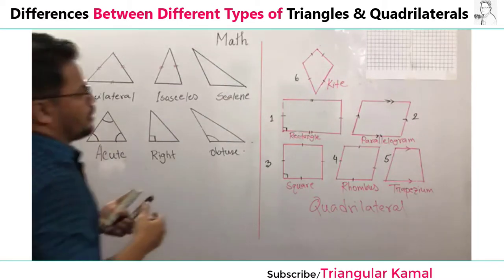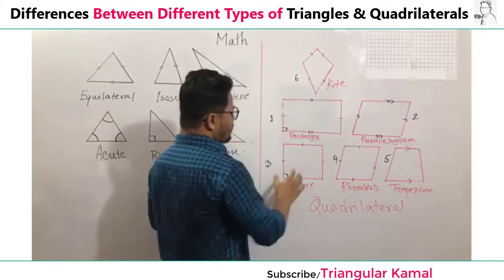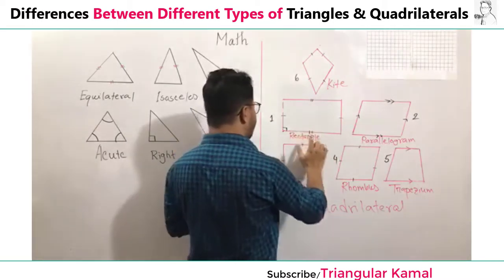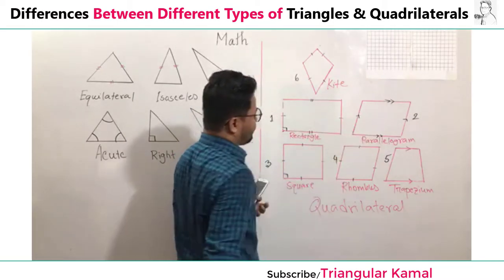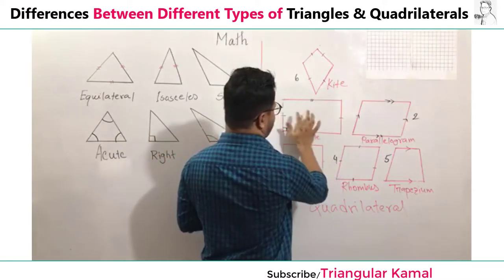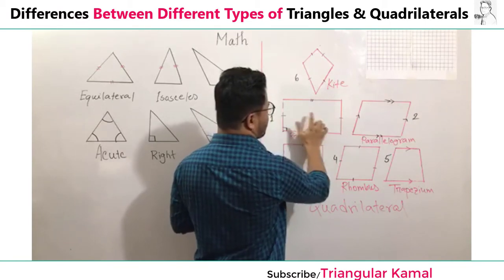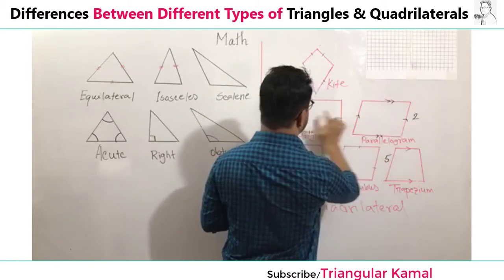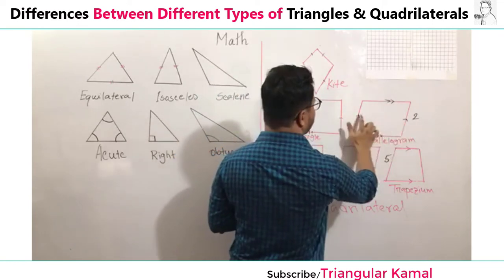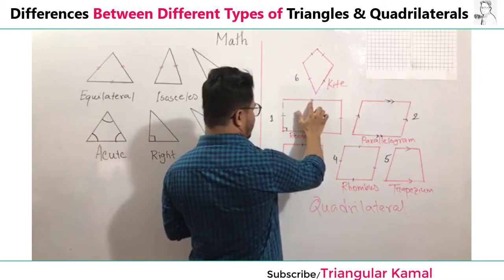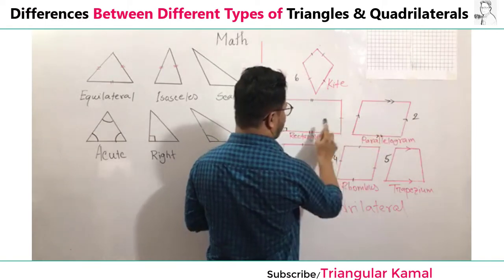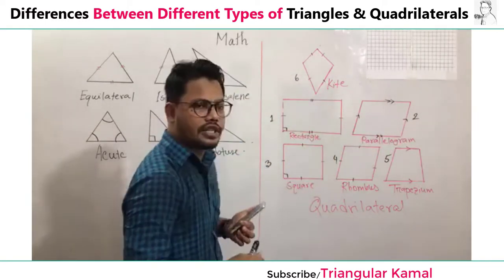Okay, the first one, rectangle and parallelogram, the similarities between them. In rectangle and parallelogram, the two opposite sides are equal and parallel. The above side is equal to the below side, the right one is equal to the left one. Here also, right one and left one. These are the similarities between them.